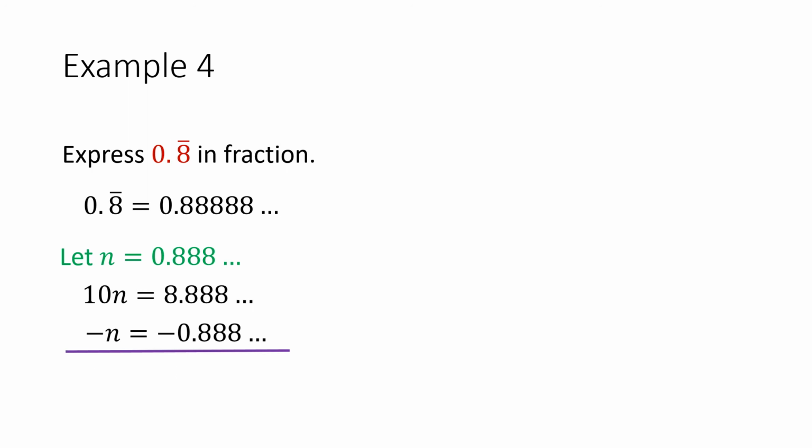So now what we have as a difference is 9n is equal to 8. Now, dividing both sides by 9, we have now n is equal to 8 over 9 as the fraction of 8 tenths bar. So once again, 8 tenths bar is equal to 8 over 9.